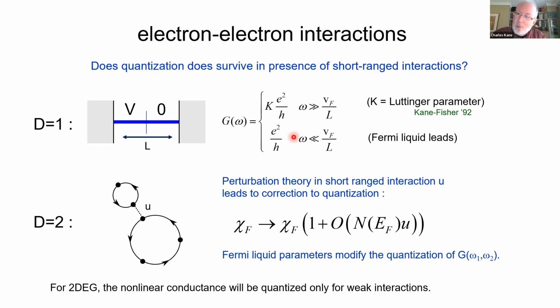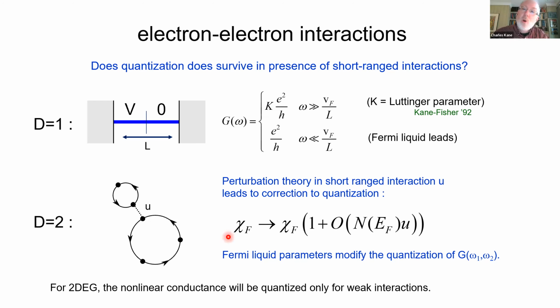So the Landauer formula is better at zero frequency than it is at finite frequency. Now, the problem we have for my generalization is that we don't have the luxury of going to zero frequency, because of the problem I told you before. In fact, at finite frequency, the short range interactions do modify the conductance, in the same way that the Luttinger parameter modifies the conductance in 1D.